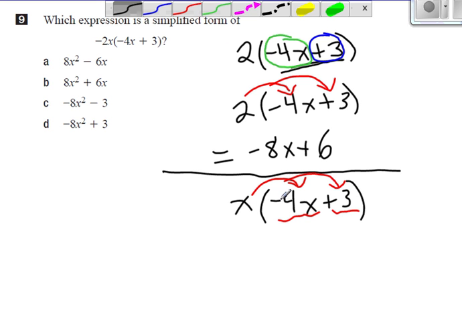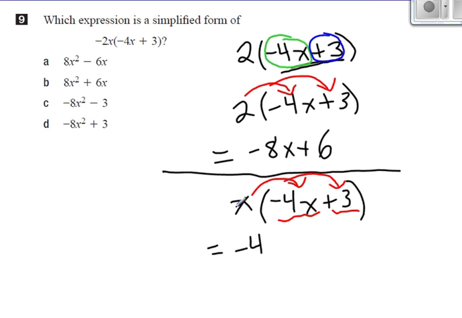x times negative 4x. Well, negative 4, because there's no number here to impact negative 4, but x times x is x squared. Now, what's x times positive 3? Well, it's just positive 3 and x because they don't change each other, they just multiply together.